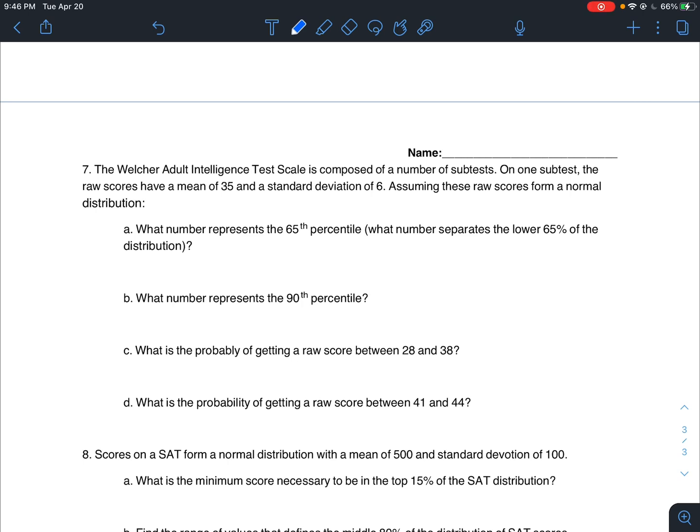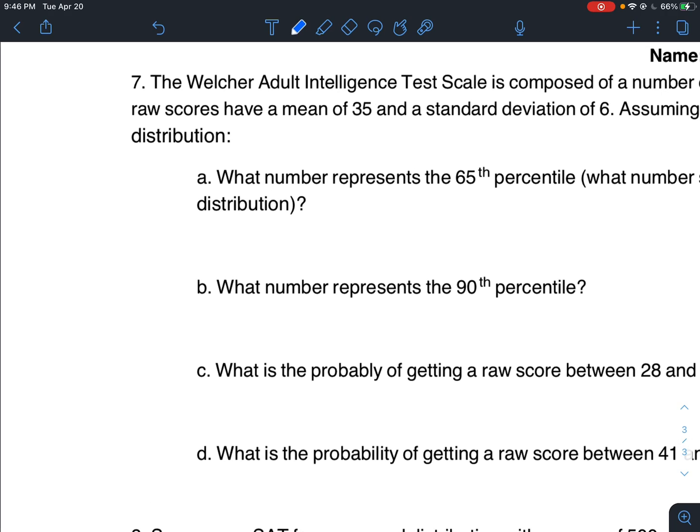It says the Wechsler Adult Intelligence Test Scale is composed of a number of subtests. On one subtest, the raw scores have a mean of 35 and a standard deviation of 6. Assuming these raw scores form a normal distribution, what represents the 65th percentile? So what number separates the lower 65% of the distribution, okay? So we're not trying to find a z-score per se here.